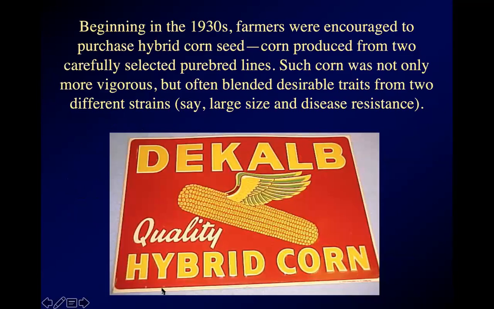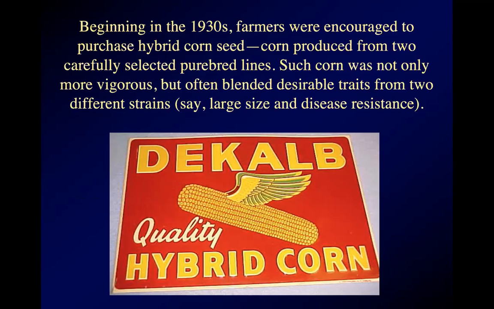Beginning in the 1930s, farmers were encouraged to purchase hybrid corn seed. Seed producers like DeKalb would maintain purebred lines of corn, namely inbred lines of corn, and then cross those together to get hybrid seed. And then the farmer buys the hybrid seed and gets hybrid plants. Hybrid corn is often not just more vigorous, but it's a way that you can blend desirable traits from two different strains.